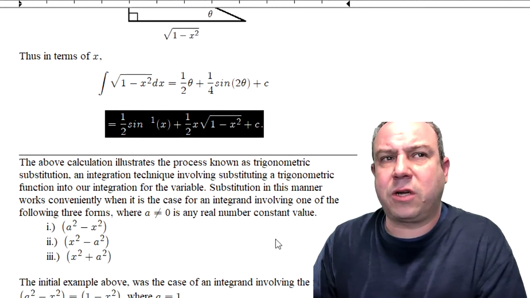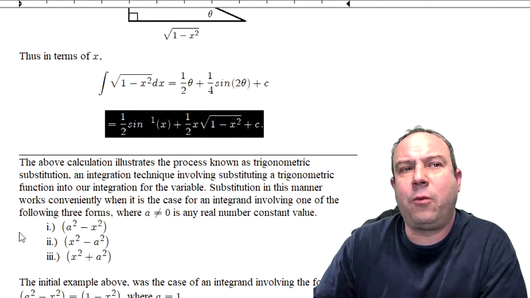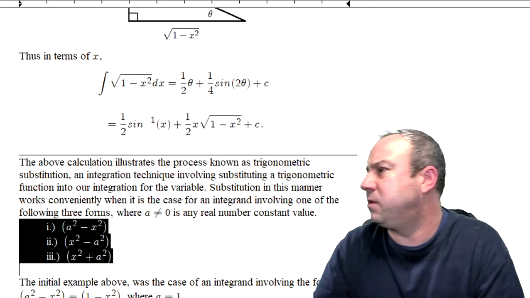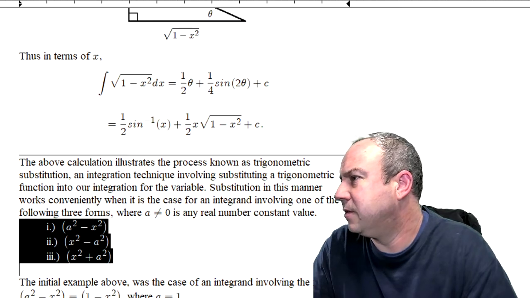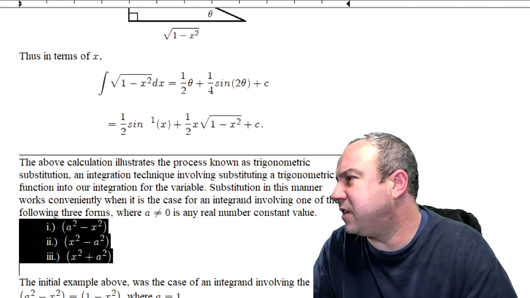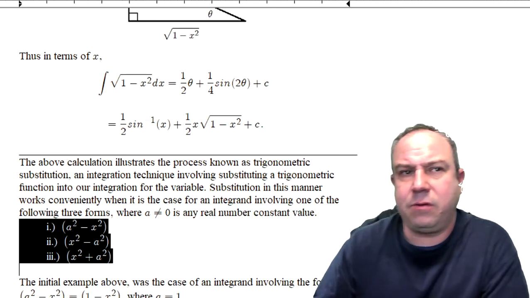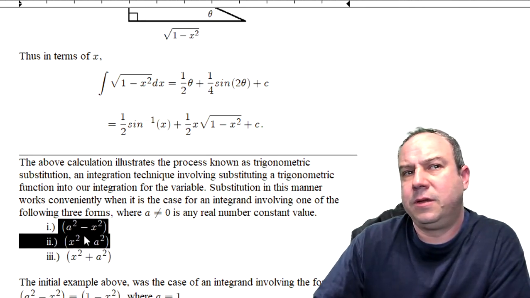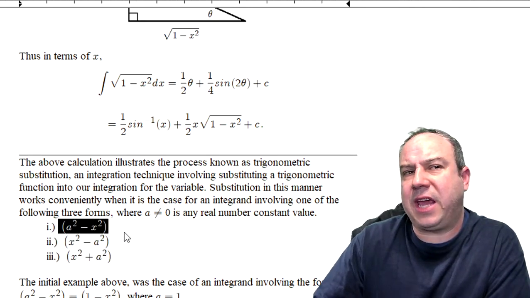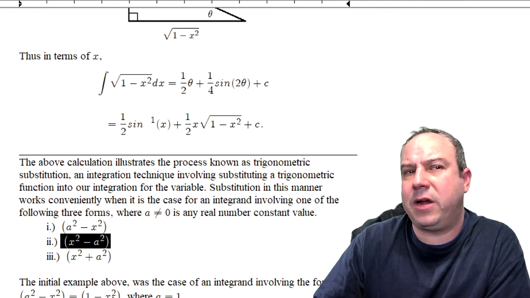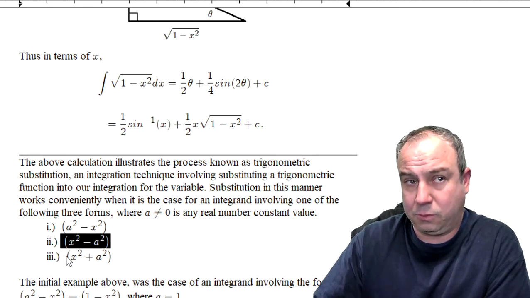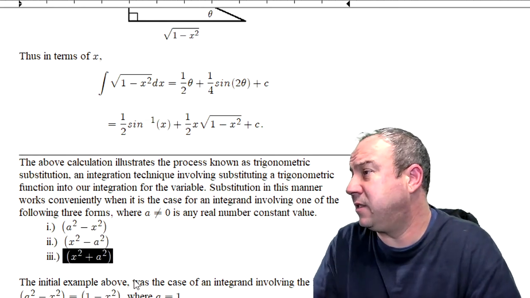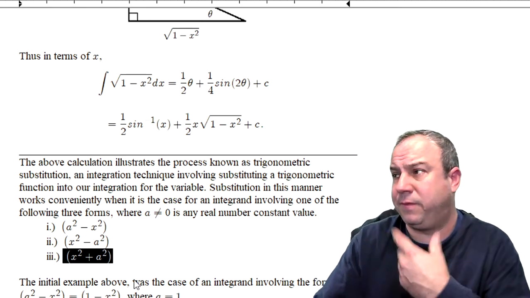Substitution in this manner works rather conveniently when our integrand involves one of 3 cases, where in these cases, a is any real number except for 0. Right? And we could have the case of an a squared minus an x squared, or an x squared minus an a squared, or an x squared plus an a squared in form.